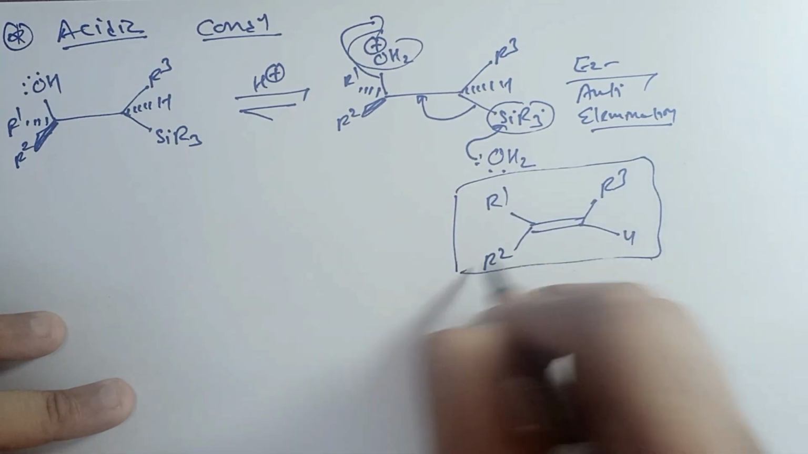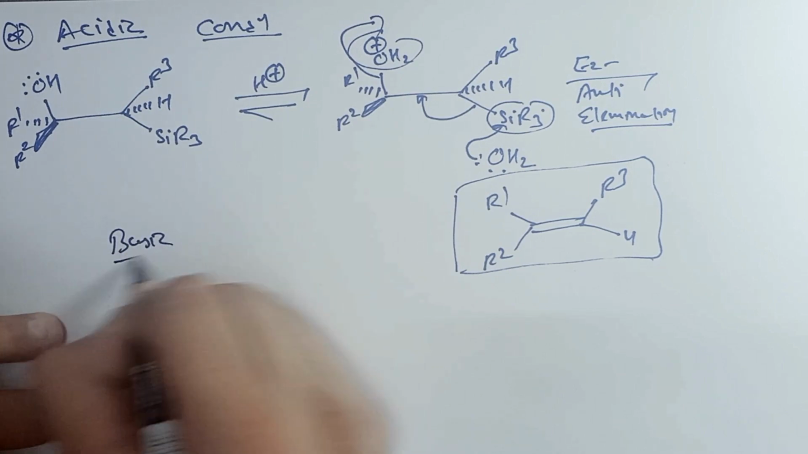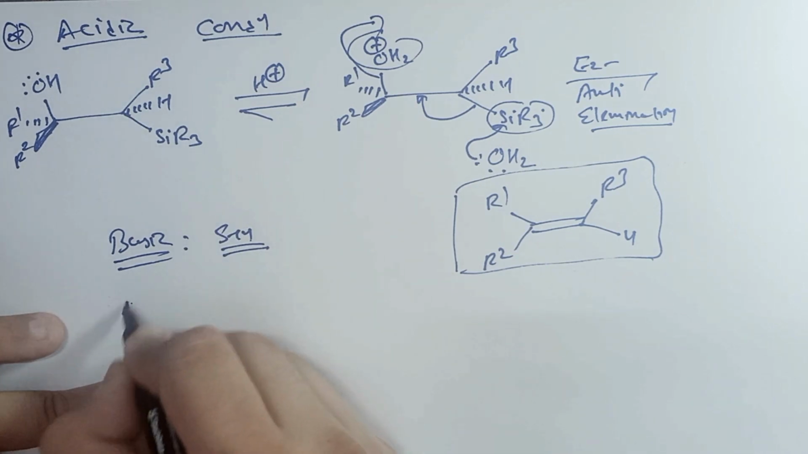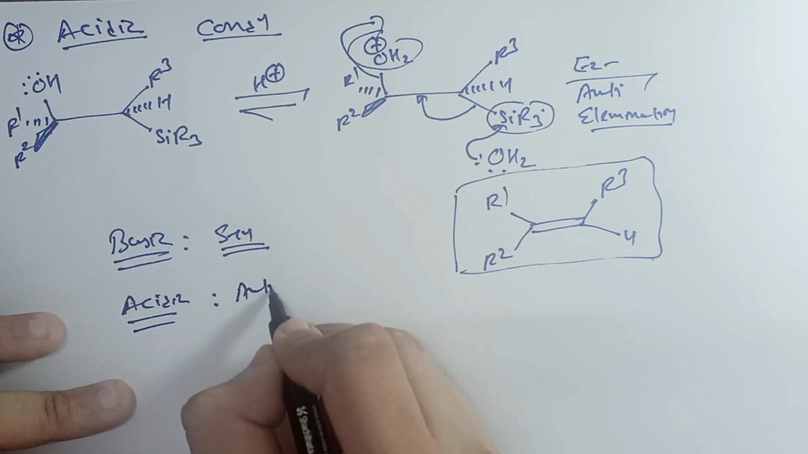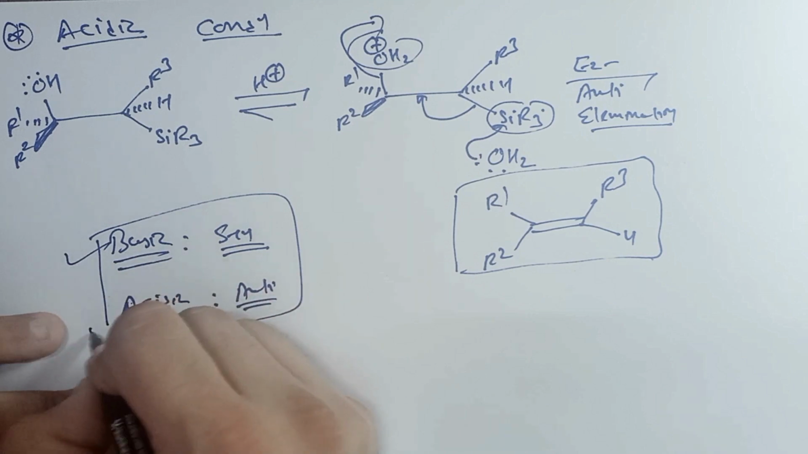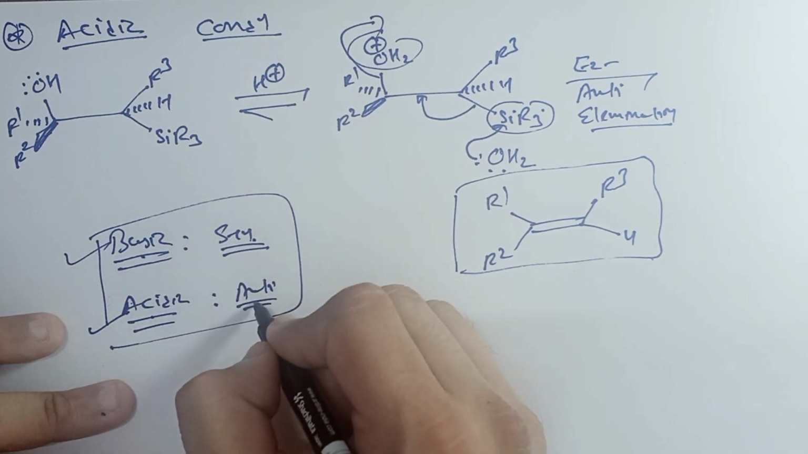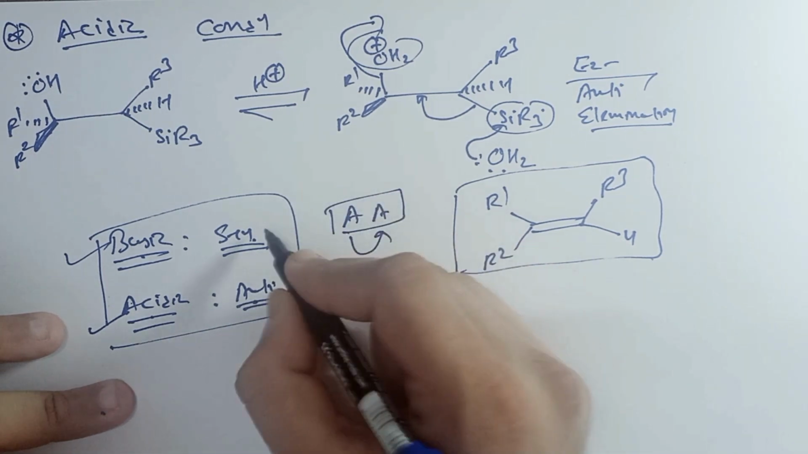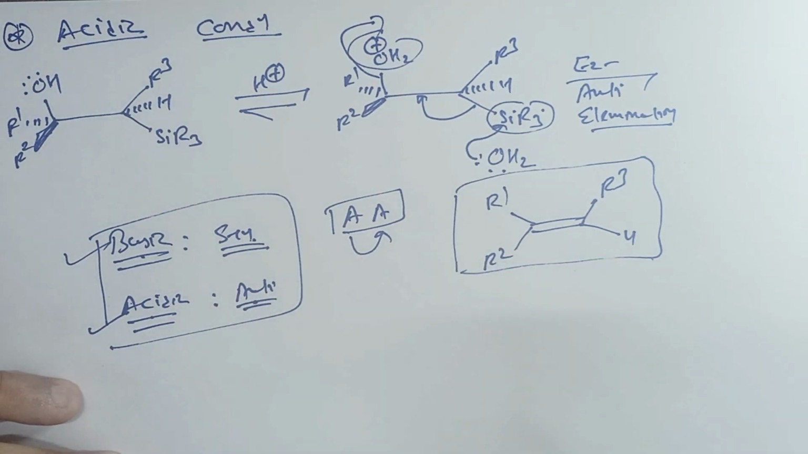R1 C double bond C R3 and H. Here we have to remember one thing: in basic condition the Peterson olefination reaction follows syn elimination, whereas in acidic condition it follows anti-elimination. In that way you can handle the application in basic and acidic conditions. You have to remember that basic means syn, and acidic means anti. Just remember the word AA: acidic means anti. In that way you can follow the basic condition. Now let us understand its application.